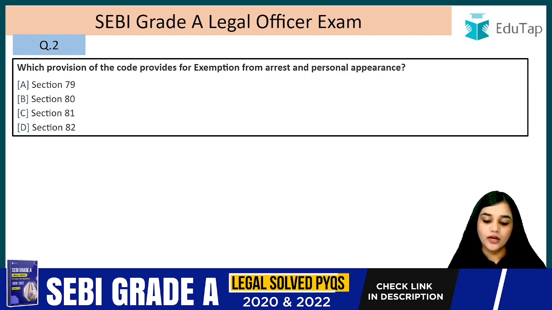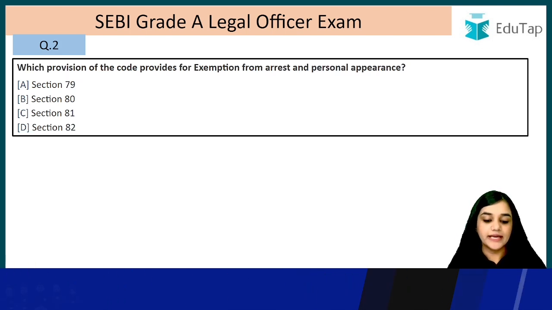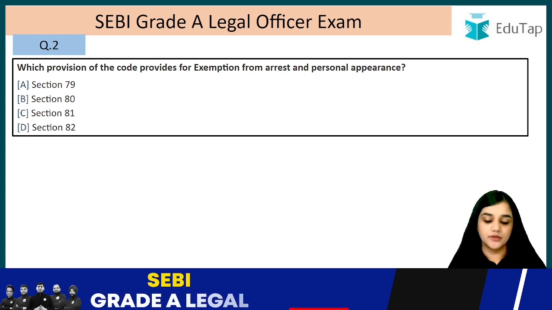Question number 2. Which provisions of the code provide for the exemption from arrest and personal appearance?